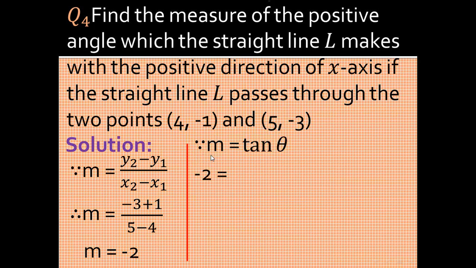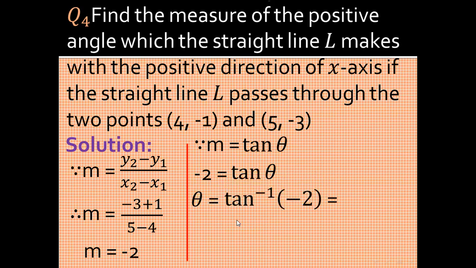And we know that the slope of the straight line equals the tangent of the angle which the straight line makes with the positive direction of the x-axis. That means -2 is equivalent to the tangent of the angle which the straight line makes with the positive direction of the x-axis. That means tan theta equals -2. To find this angle, we can use the calculator and press shift tan -2.